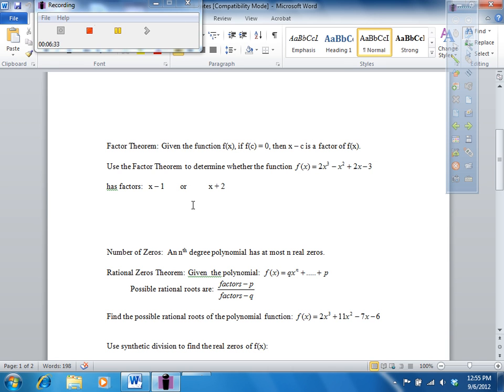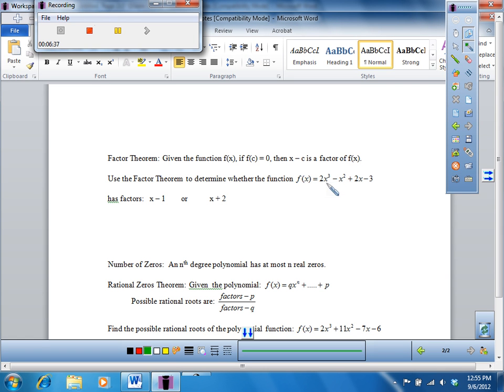So in this case, what I would do is plug in a 1 into here. So f of 1 equals 2 times 1 cubed, which is 2, minus 1 squared, which is 1, plus 2, minus 3. 1 plus 2 is 3, minus 3 gives you 0. That means that x minus 1 goes into this thing evenly. So the answer is yes.